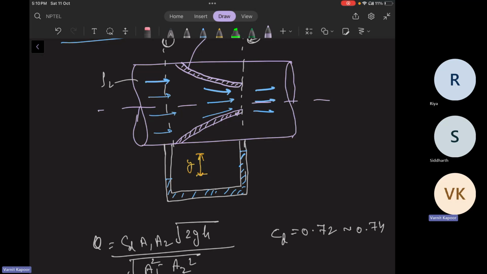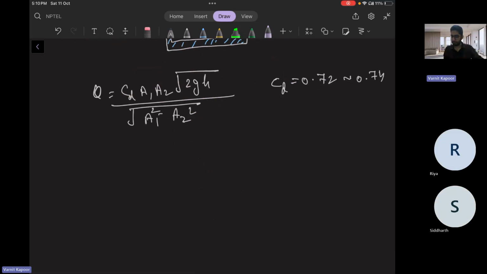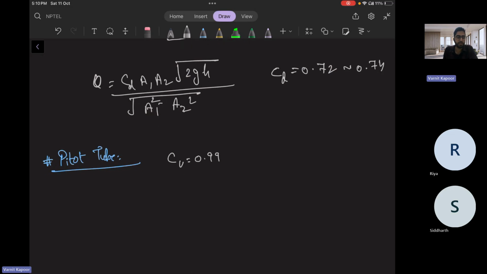Okay, let's come back to the concept of the pitot tube. You know that we have a pitot tube device. We have seen this kind of scenario. The coefficient of velocity for a pitot tube is 0.99, and it's a highly accurate velocity measuring instrument.